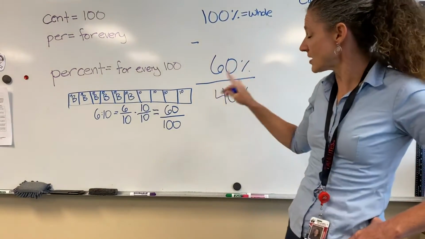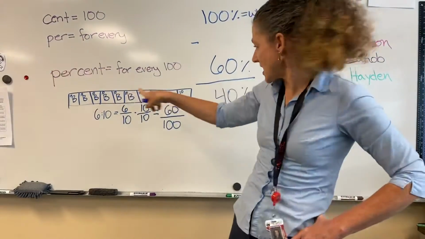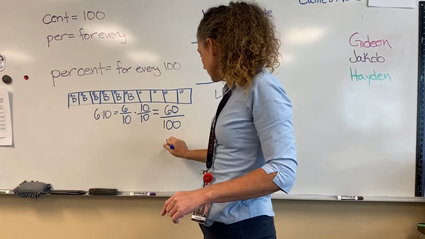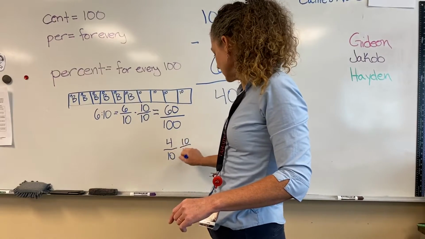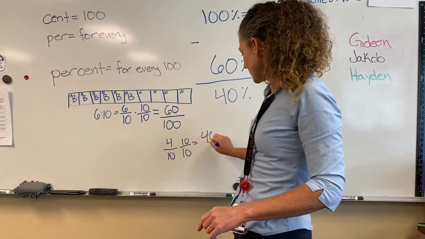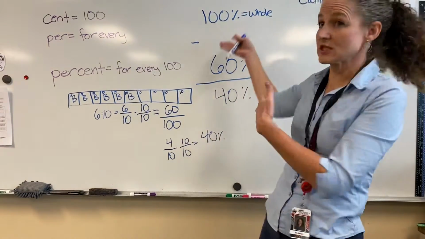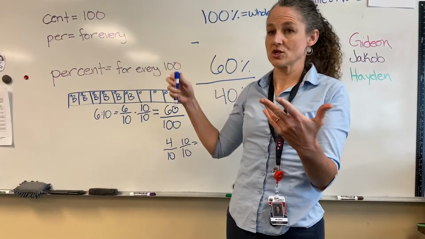I could have gone back and said, like Nathan was saying, 4 out of 10 is girls. Multiply that by 10 equals 40%. Or I could just subtract the boys from the 100, okay?